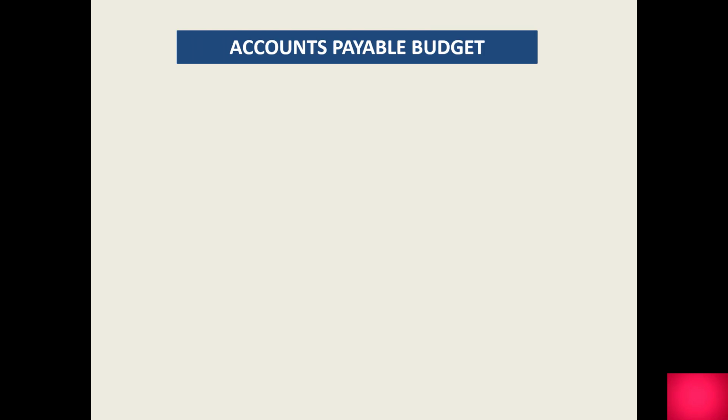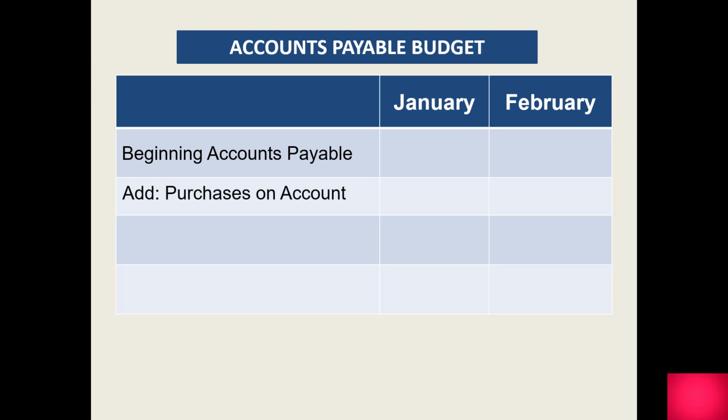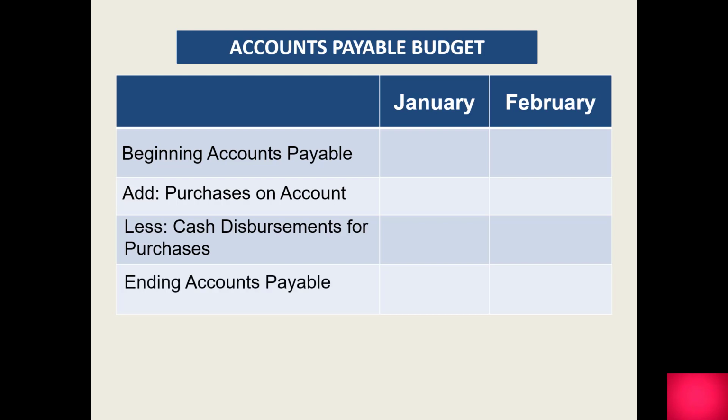Based on our cash disbursements for purchases as well as the purchases expected, we can calculate the ending balance that is expected for accounts payable. We'll do this for 2 months, January and February, just in the interest of time. And once again, you know how accounts payable works. You have a beginning accounts payable since it is a balance sheet account. You will add purchases on account. You will subtract cash disbursements for purchases, and you get your ending accounts payable balance.